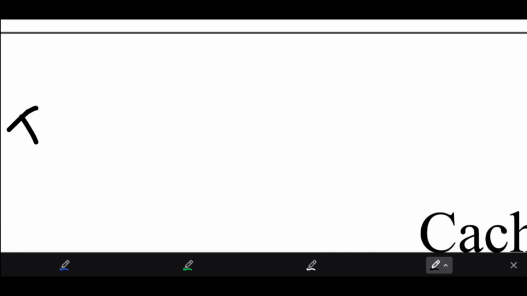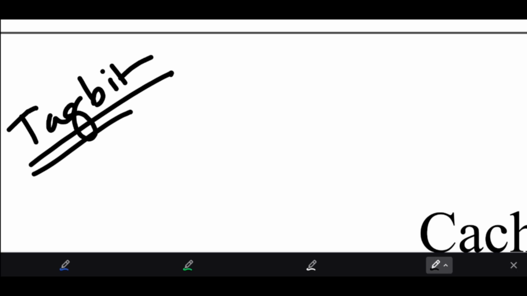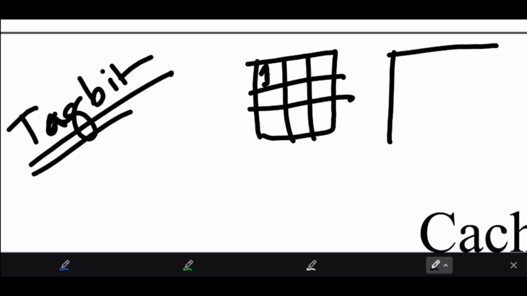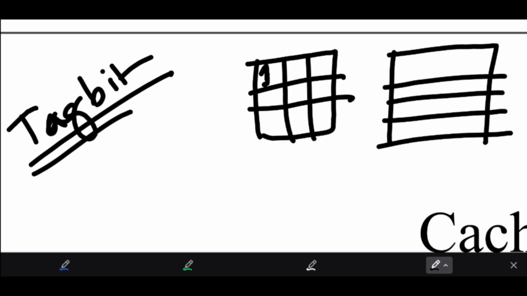I have told you that there is a tag bit. Actually, what is the tag bit? A tag bit is actually the address associated with the data. Let this be our cache. This is maybe the cache tag. Actually, maybe this is our memory.